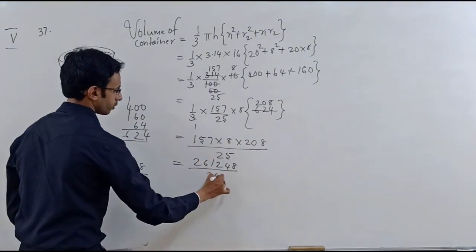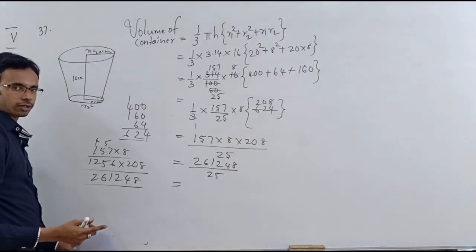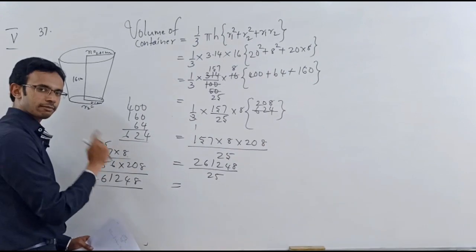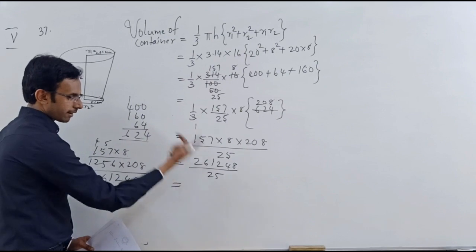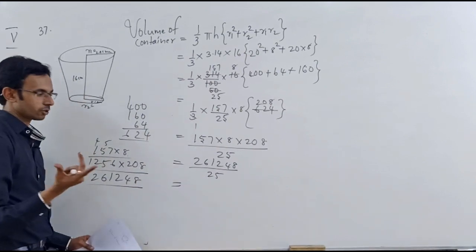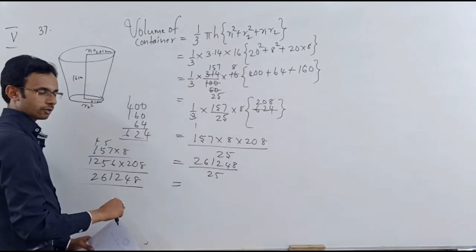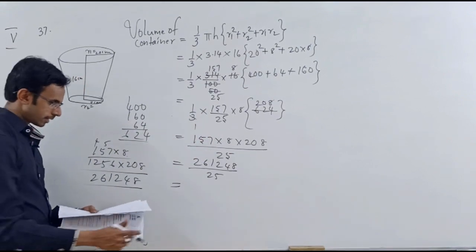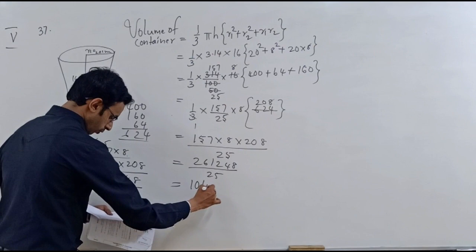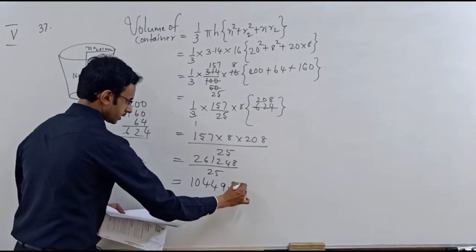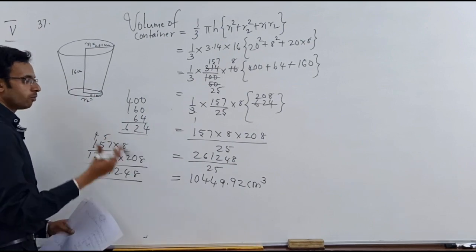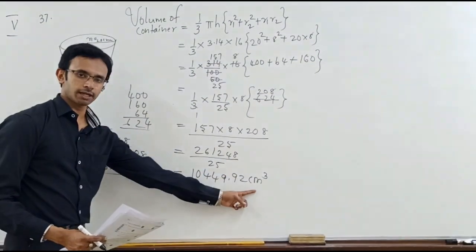Then 261248 divided by 25. I have already shared a shortcut with you, and I told you that in this chapter it is the most important, and you will use it several times. To divide by 25, the shortcut is to multiply the numerator by 4. By that way you will get 10449.92 centimeter cube. This will be the volume of the container in terms of centimeter cube.